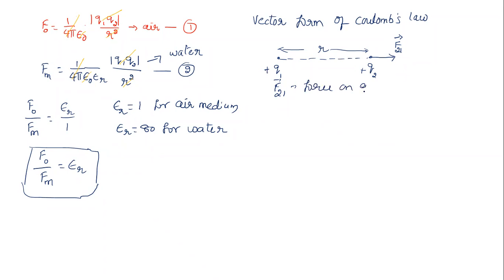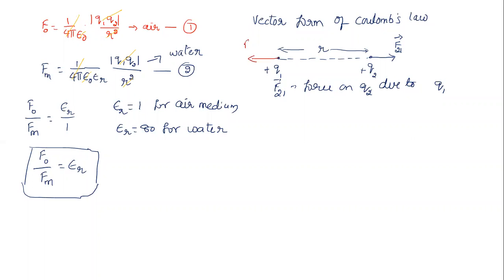Force on Q2 due to Q1. Now if I go the reverse way, if I fix Q2 and set Q1 free, what will happen? So this Q2 also exerts a force, right? In what direction is the force going to be exerted now? In this direction it is going to be exerted.